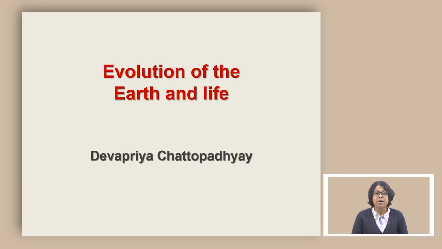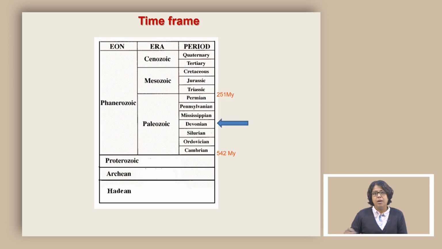Welcome to the course Evolution of the Earth and Life. Today we are going to talk about the transition of life from water to land. The time frame that we are going to talk about will roughly range within this era called Paleozoic, and the events are going to take place somewhere around a particular period called Devonian.